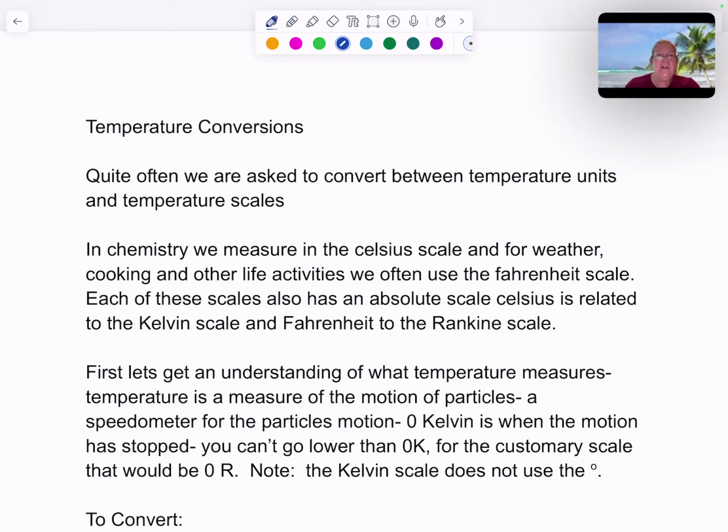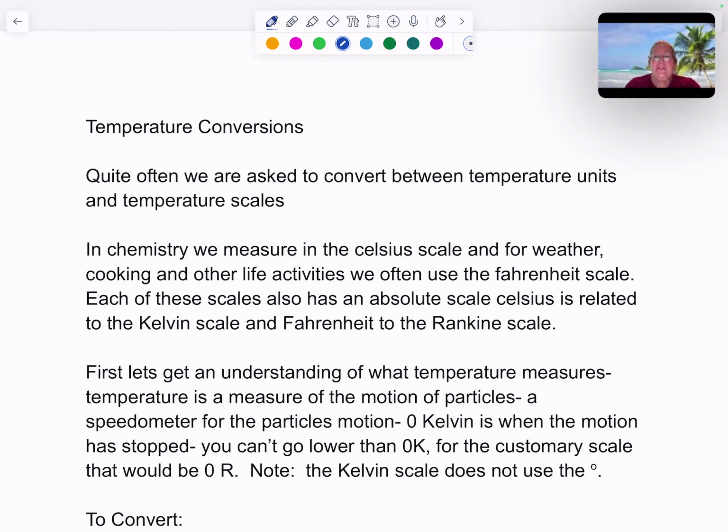Today we're going to talk about temperature conversions. Quite often we're asked to convert between temperature units and different temperature scales. In chemistry, we tend to measure on the Celsius scale, and for weather, cooking, and other life activities, here in the US, we like to use the Fahrenheit scale. Each of these scales also has an absolute scale. Celsius is related to the Kelvin, and Fahrenheit is related to the Rankine scale.